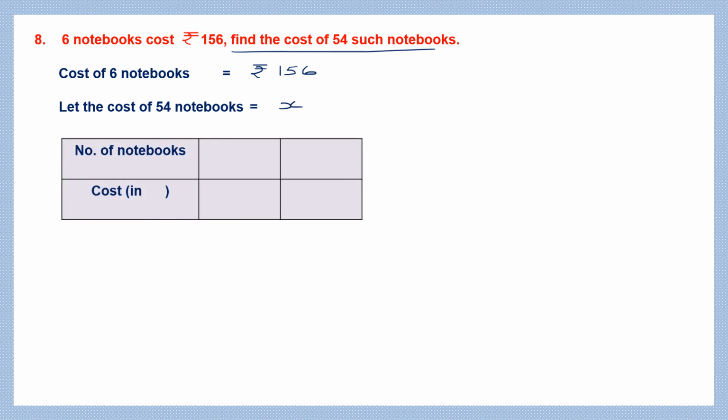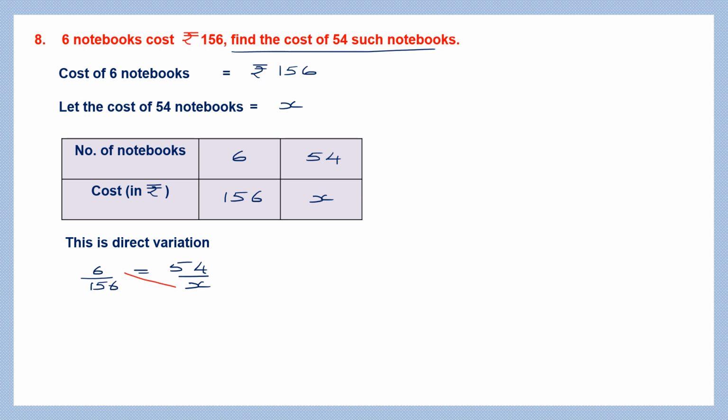Let's make our table. So what do we have here? We have number of notebooks. Here notebooks are given, so we put a number of notebooks, and then we have the cost in rupees. So number of notebooks is 6 and the cost is 156 rupees. Now we're going to increase the number of notebooks to 54 and the cost is going to be X, but when you increase the number of books, the cost will also increase. That means this is direct variation. So we just write 6 by 156 is equal to 54 by X.